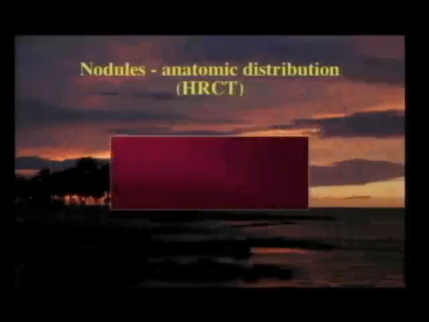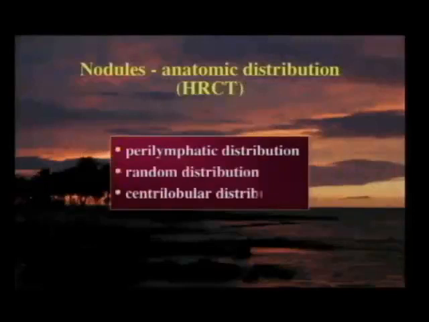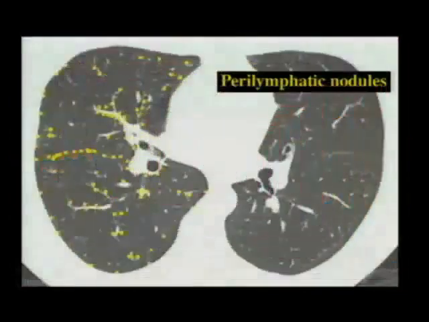Now, when we identify multiple lung nodules on high-resolution CT, we look for a specific high-resolution CT distribution, and these are classified as one of 3 different types: a perilymphatic distribution, a random distribution, and a centrilobular distribution. These have different characteristics. They are easy to recognize, and each has a different differential diagnosis.